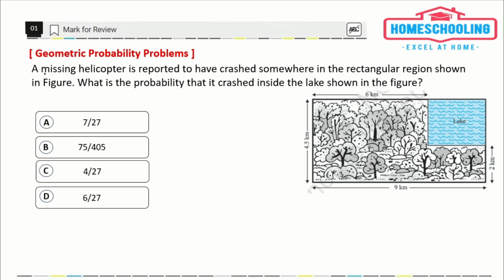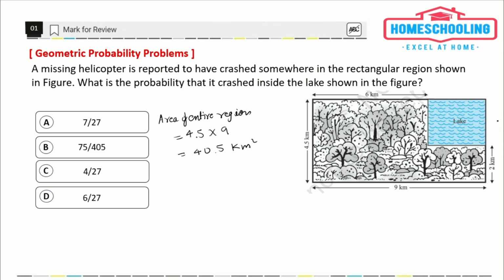Question number 1 says that a missing helicopter is reported to have crashed somewhere in the rectangular region shown in the figure. What is the probability that it has crashed inside the lake shown in the figure? As we know, the helicopter can crash anywhere in this region, so we're going to say the area of the entire region. It's a rectangle, so the area is length into breadth: 4.5 into 9 kilometers, which is 40.5 square kilometers. This is the area of the whole region.